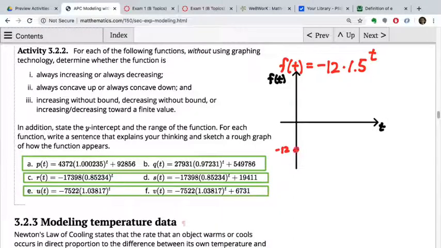0, negative 12. So I don't usually like using this language, but I'll use it in this case. We can kind of think of this as our starting point for my exponential function. And then what happens to this value, negative 12, as we move to the right? What is this 1.5 telling me? It's going to be increasing. It's going to be increasing how?